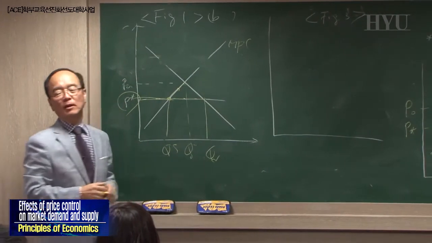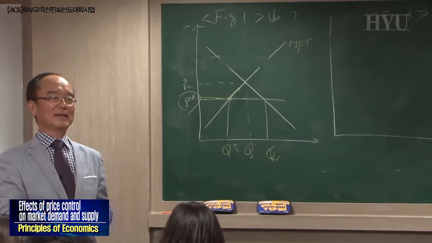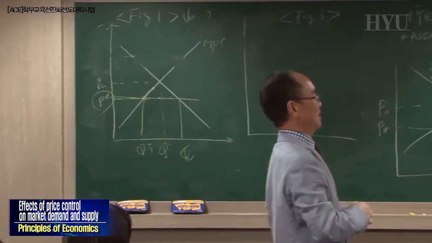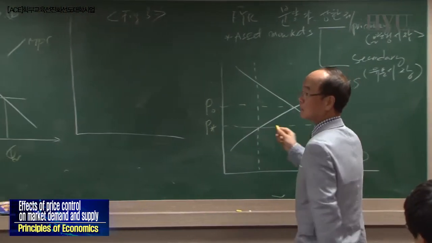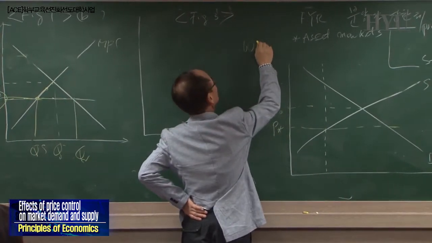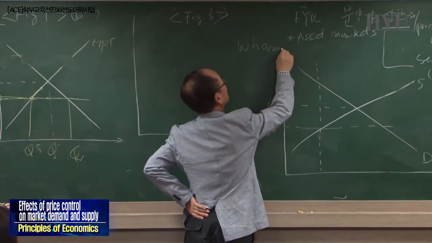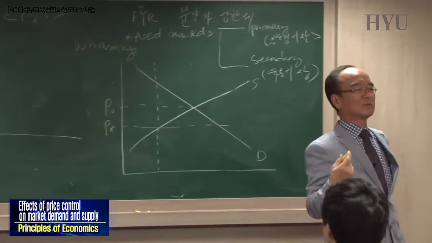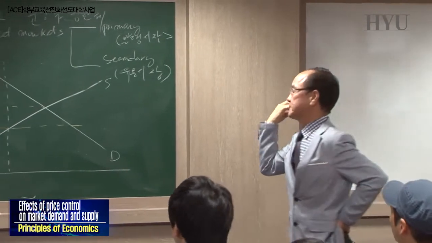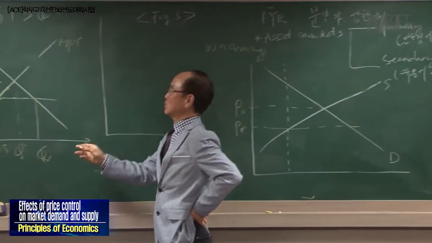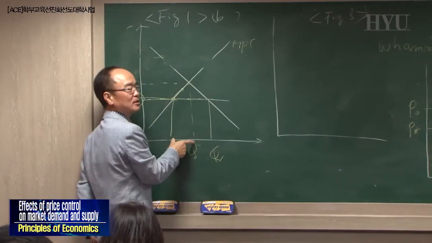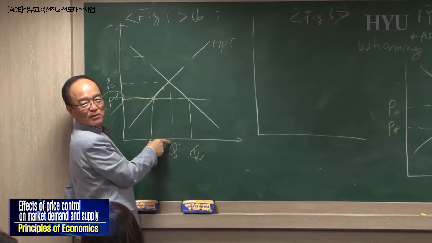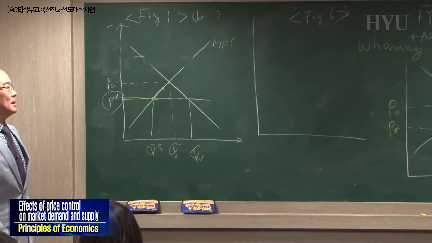So that's kind of a double whammy, double problems, double trouble. Whammy is W-H-A-M-M-Y. It's a very colloquial American expression, double whammy. Double trouble. So, one more time, smaller supply, bigger demand. It's a double whammy, right? The gap gets even bigger.